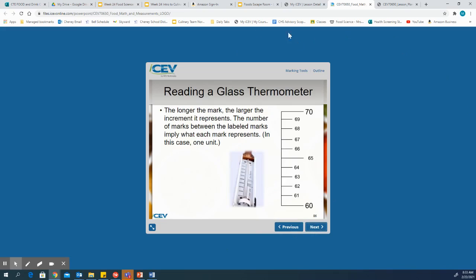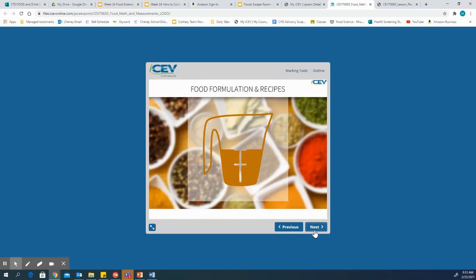So we're going to learn in person how to read a glass thermometer, so I'm not going to go over this. And that's it.